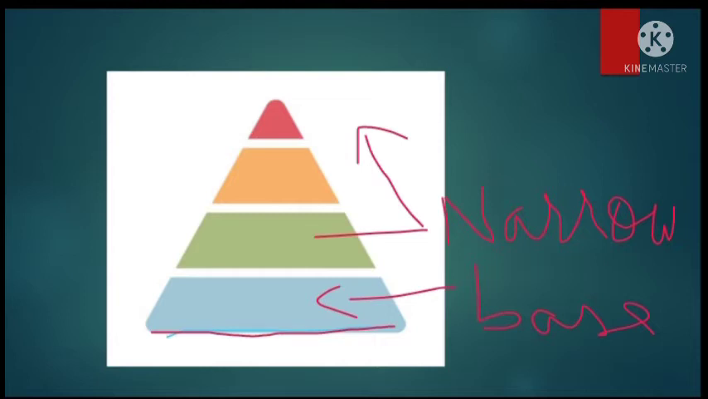Different types of pyramids are there. There is even a pyramid based on energy. So in your syllabus we have only two types of food pyramids, pyramid of number and pyramid of biomass. So we are going to deal with it.